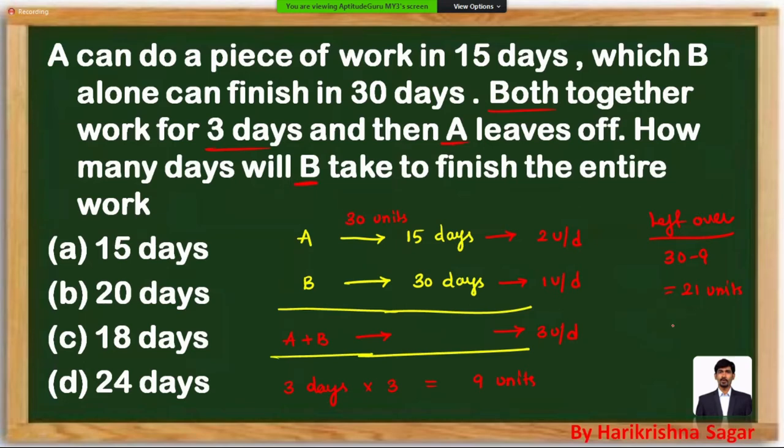So for these 21 units, B will finish 1 unit per 1 day. To finish 21 units, he will take 21 days. That is very clear. B will take a time of 21 days.